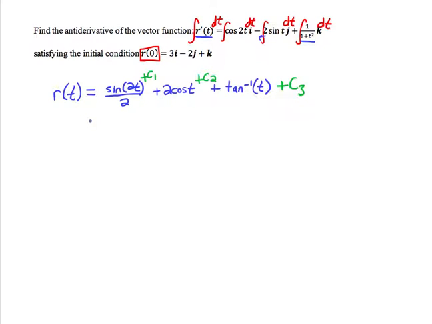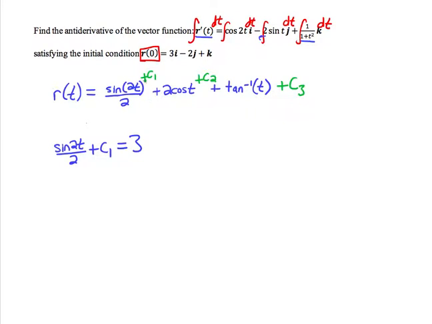So that's what we're going to do. We're going to say, okay, let's do them one piece at a time. So I'll give myself a little bit of space and say that the sine of 2t over 2 plus c1, that's supposed to come out to, what, 3? Yeah. So because of this initial condition, at 0 you're supposed to get 3 in the x component. So on our vector function that we've just created with integration, at 0 you're supposed to get 3 in your x component.